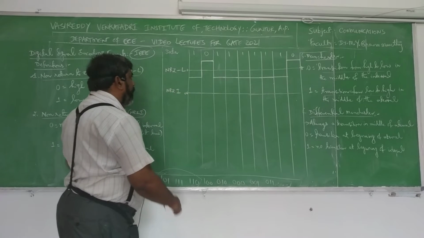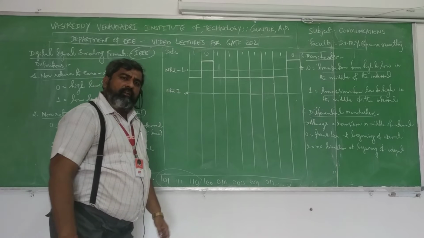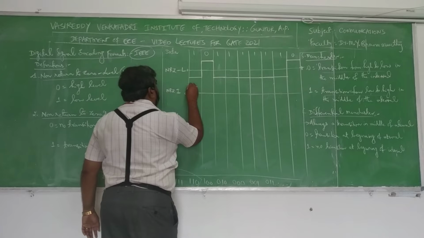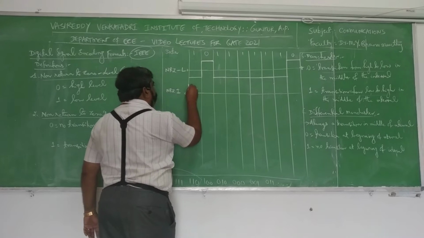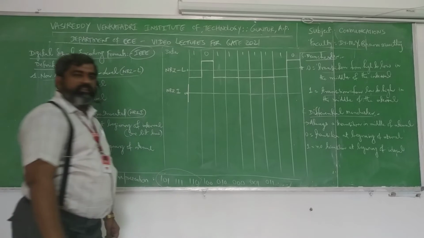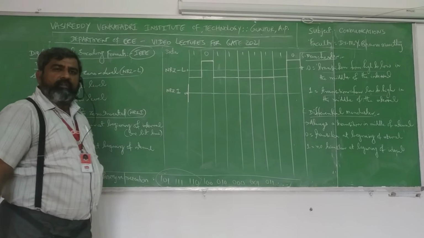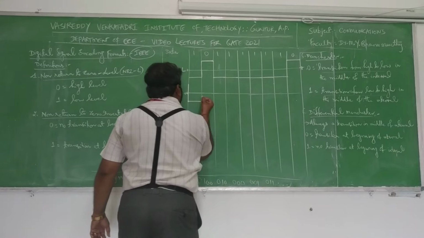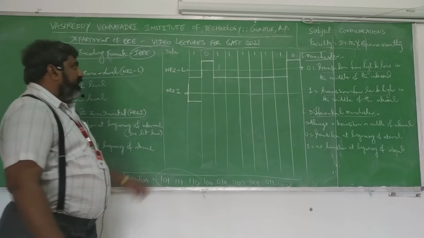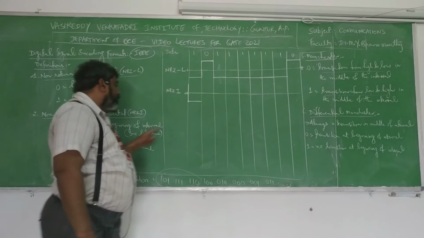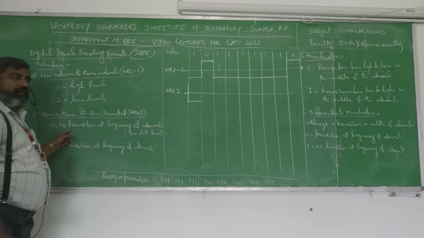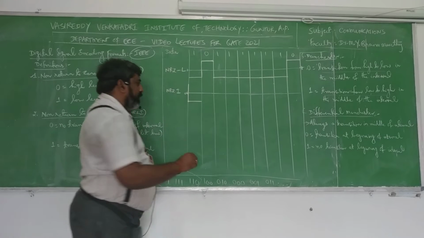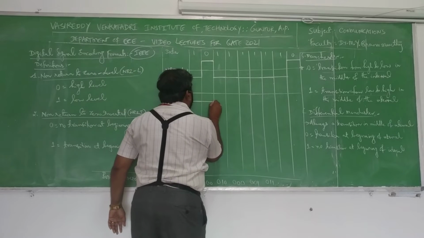So we have to show a transition at the beginning of the interval. So let us assume I am showing a transition like this, at the beginning of the interval. So that is how I am showing the transition for bit 1. And then hold on to this level. Next we have bit 0. So bit 0 means no transition at the beginning of the interval. So you should not show a transition, so you have to maintain this level.